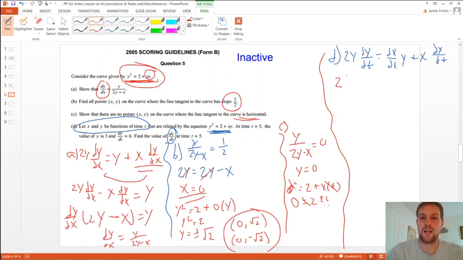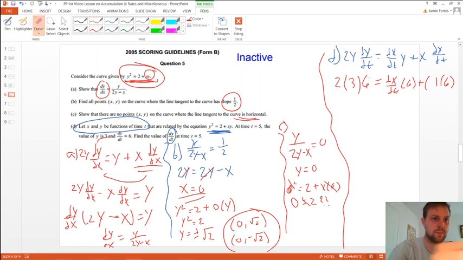So let's see, it's going to be 2 times y, which at this point it says is 3, so I'm going to say times 3. dy over dt, it says is 6. dx over dt is what I'm solving for, so I'll just leave that as dx over dt. Y again was 3, plus x, which I don't know yet, I'm just going to leave that blank, and then dy over dt is 6. I misspoke right here, I'm sorry.